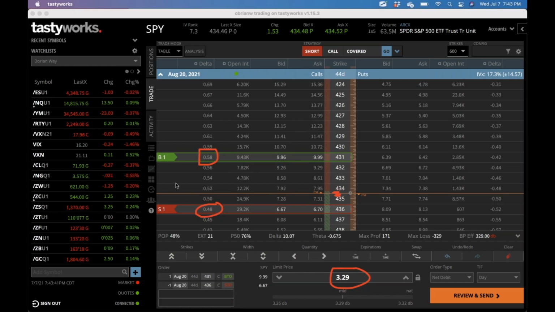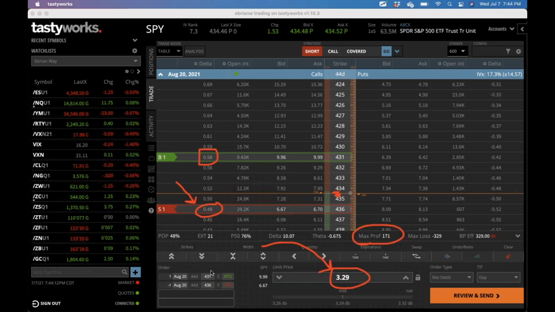This is basically telling us that we have a 48% chance of winning. It's probably a tiny bit better than that, but they're kind of rounding it. It's more like 49%, and we can just say 50%. That's the best you can have, and you're doing this in the money, right? But because you're paying $3.29, the most you can make on this now is $171. Okay, the most you can make is $171.